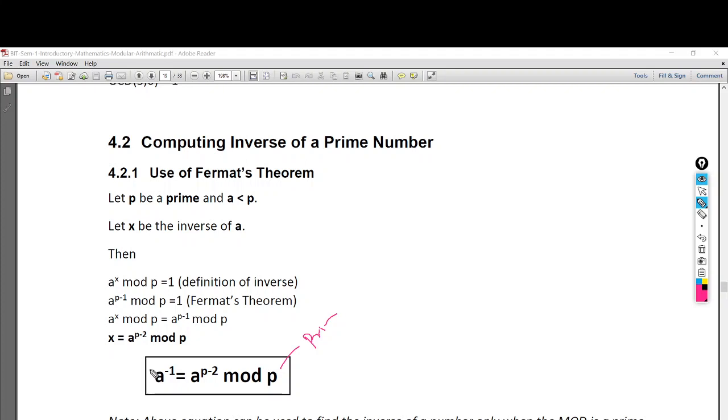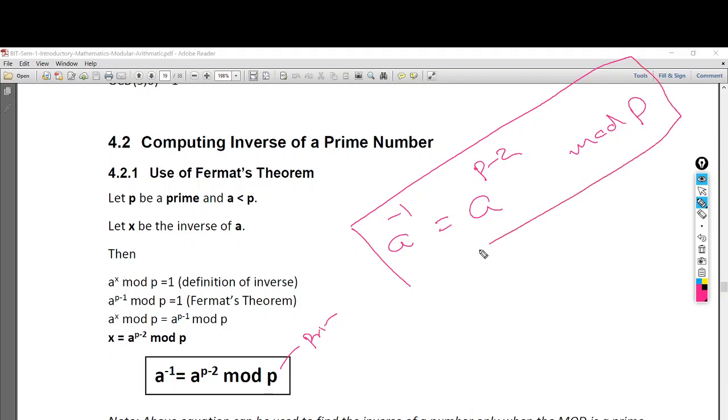If you want to find the inverse of a number in a mod which is a prime number, from Fermat's little theorem we can deduce that its inverse equals a to the power p minus 2 in mod p. So it's very simple and straightforward. That is why I told you, if they are talking about a base or mod which is a prime number, you can always use this approach. Its inverse is a to the power p minus 2 mod p.